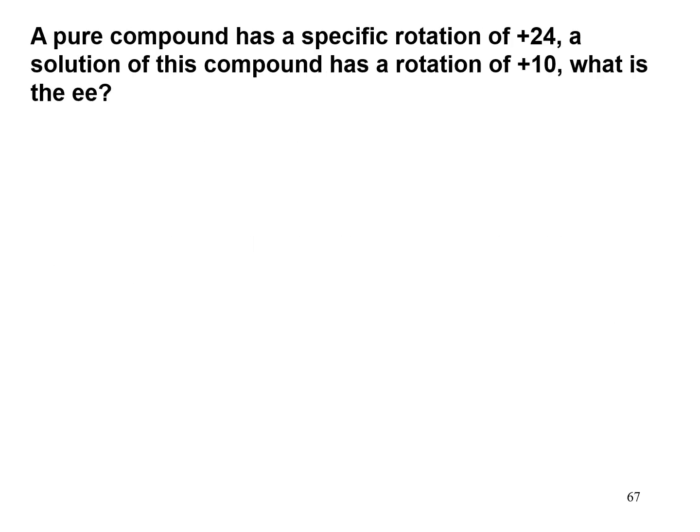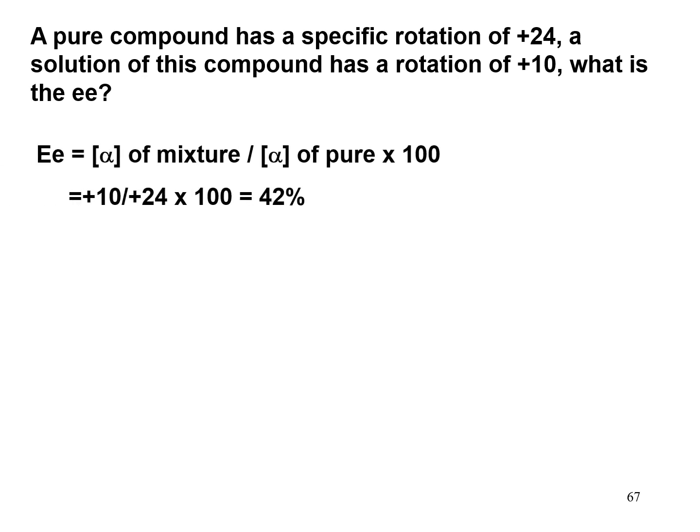Now the pure compound has a specific rotation of 24 and a solution of this compound has a rotation of 10. So what is the enantiomeric excess? Therefore, you have to use the formula. Enantiomeric excess is equal to the specific rotation of the mixture over the specific rotation of the pure compound times 100. Therefore, 10 over 24 times 100.